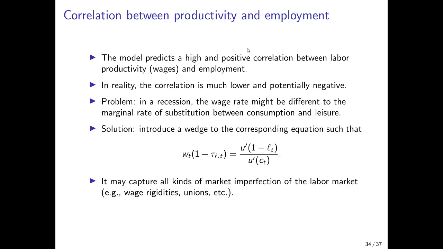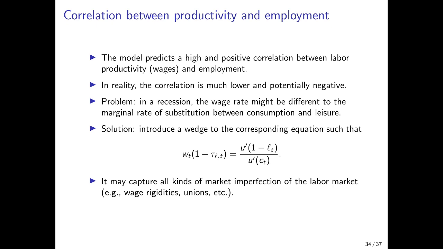Then there is a high and positive correlation between productivity or wages and employment that is not observed in the data, and there it's potentially even negative. Now here the problem could be that in a recession, the wage rate might not necessarily be equal to the marginal rate of substitution between consumption and leisure, as it is implied in the model.